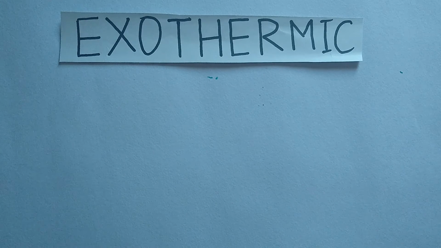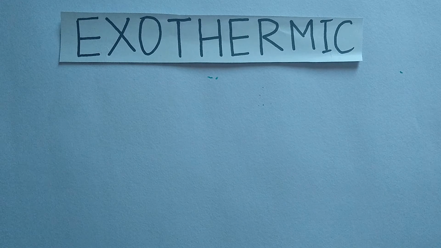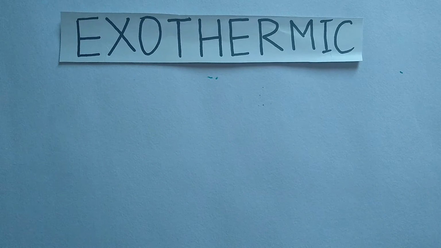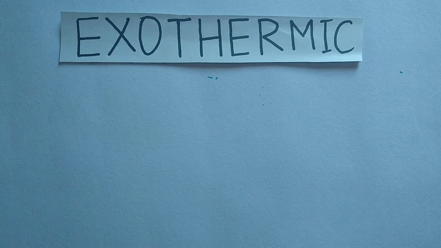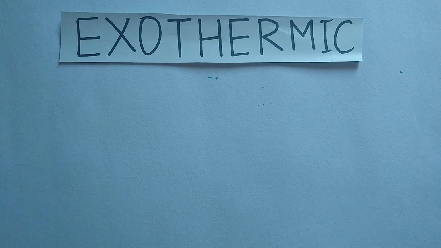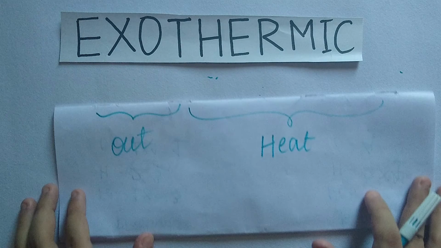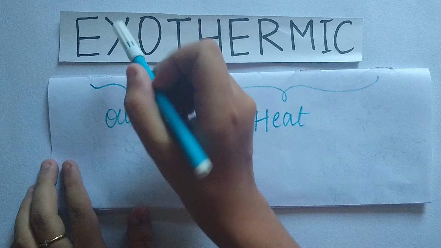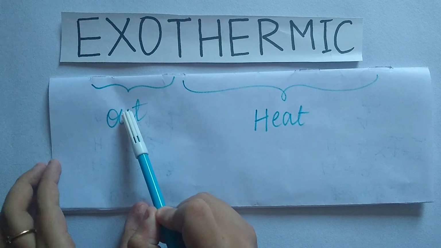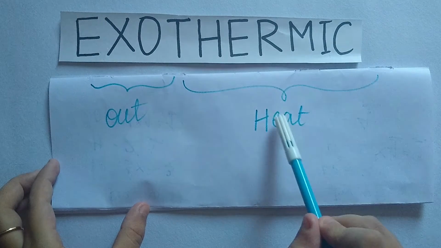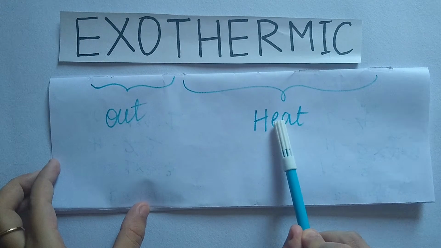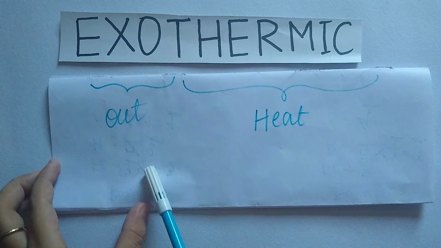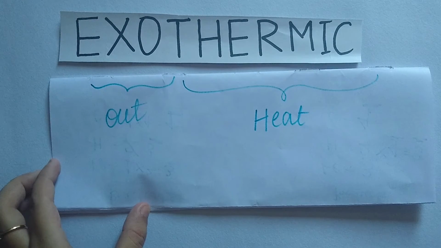Now let us talk about exothermic reactions. Now look at this word, exothermic, and just with the word you will get to know what exactly is the reaction that we are talking about. Here, exo means giving out, and thermic is something related to heat. So together, it is giving out heat.